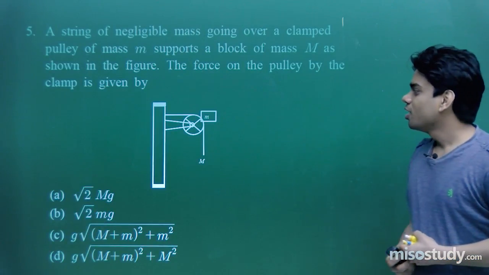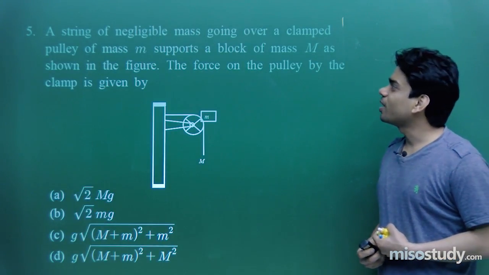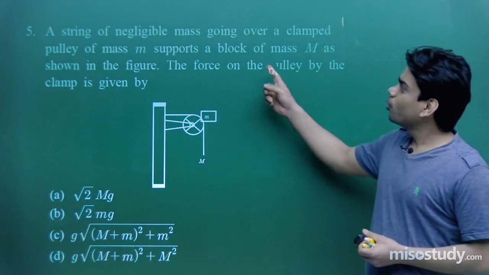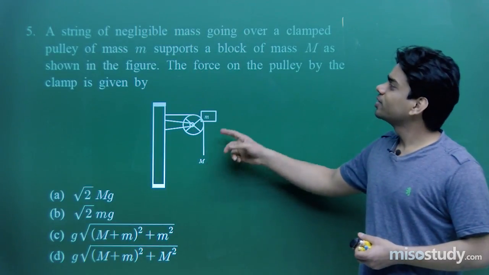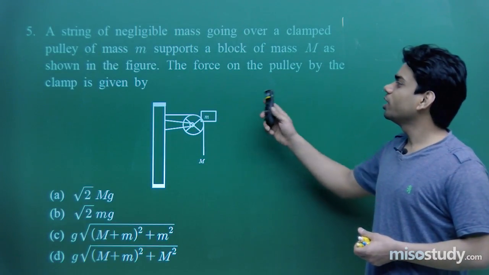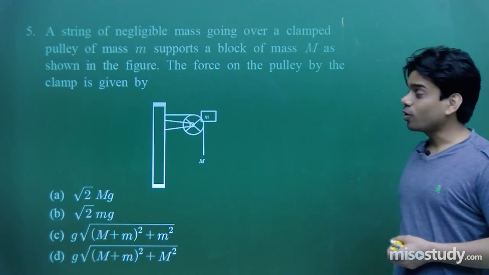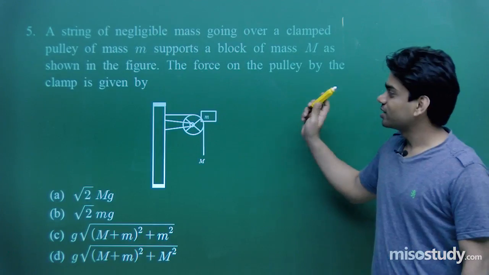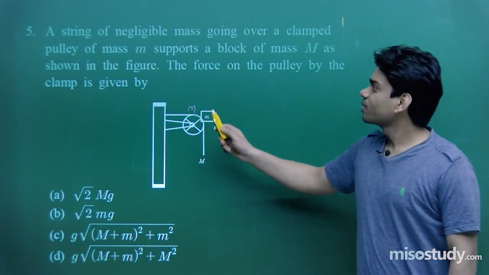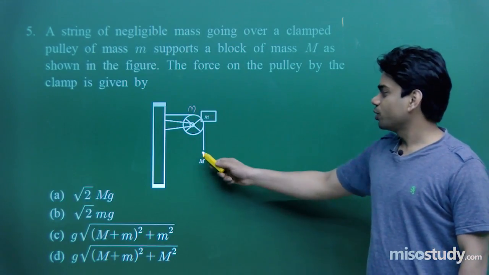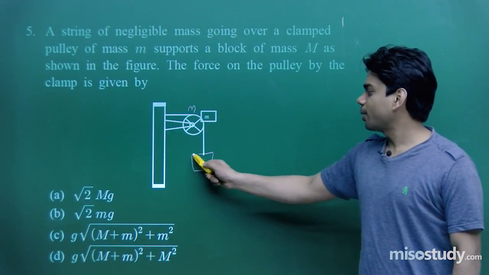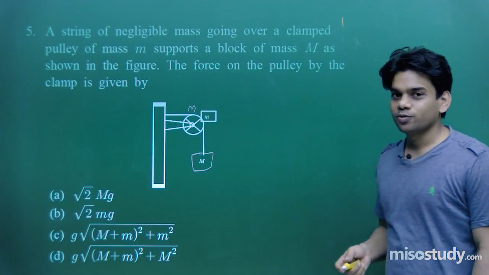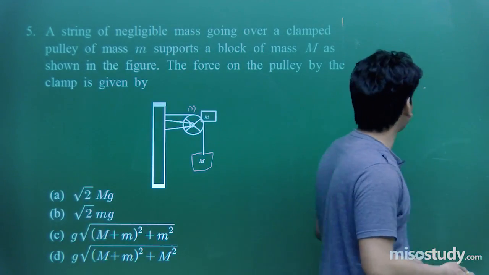Next question. Question number 5. A string of negligible mass going over a clamped pulley of mass small m supports a block of mass capital M, as shown in the figure. The force on the pulley by the clamp is given by. So see here what forces we have. The pulley mass is given as small m, and it supports a block of mass capital M. We need to find the force acting on the pulley by the clamp.